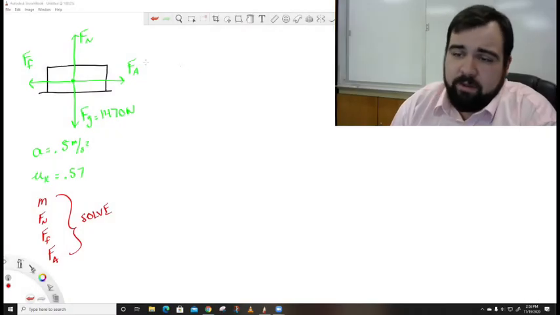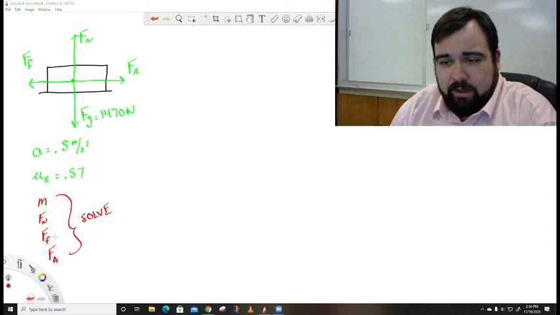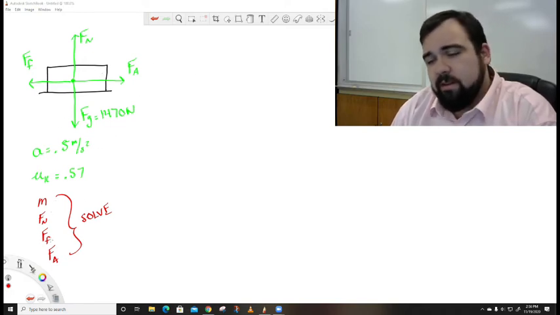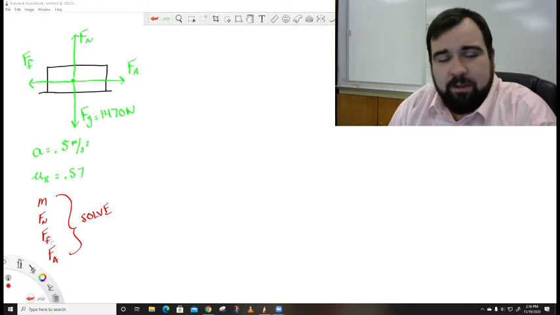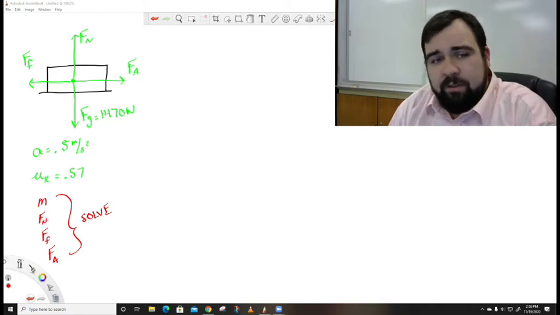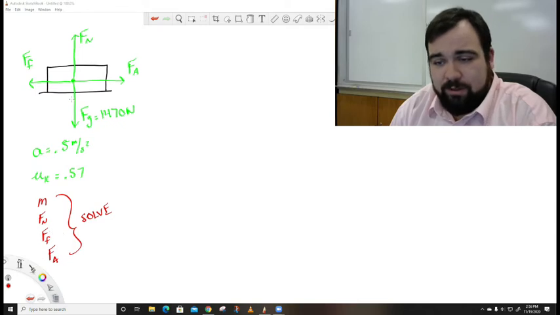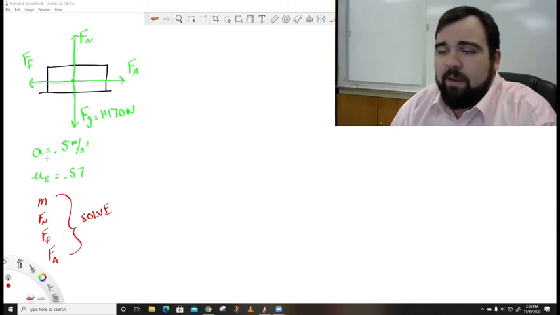Alright, so for number 2, we've got the free body diagram and the values all done and put in there. We need to figure out the values listed here in the bottom right. We want to know what is the mass of the sculpture that the curator is pulling, what is the normal force, what is the force of friction, and what is the applied force. How much force is he applying in pulling the sculpture to achieve that acceleration of 0.5.